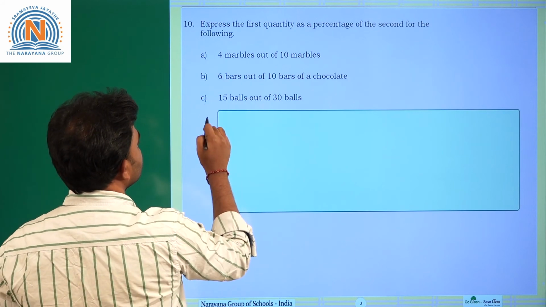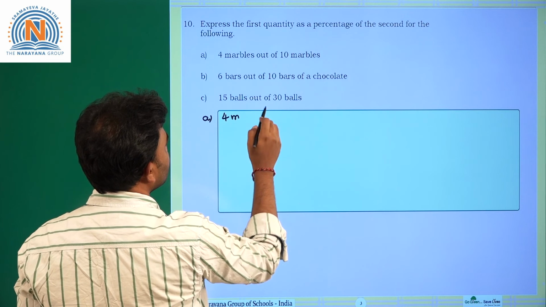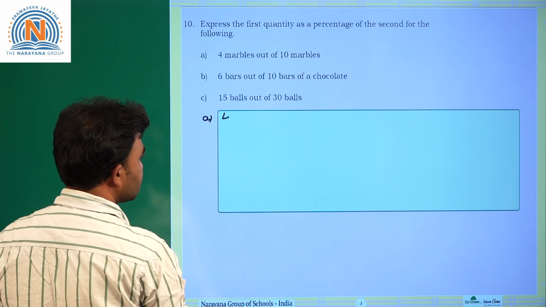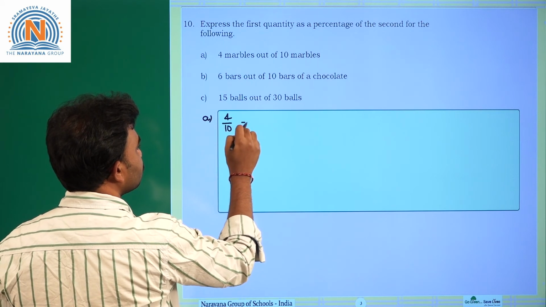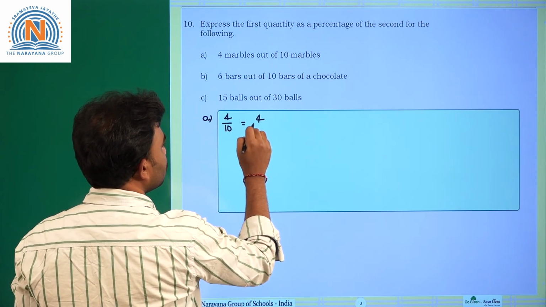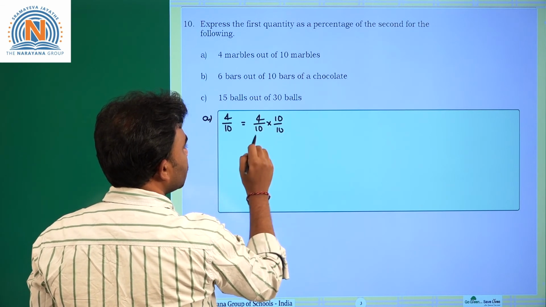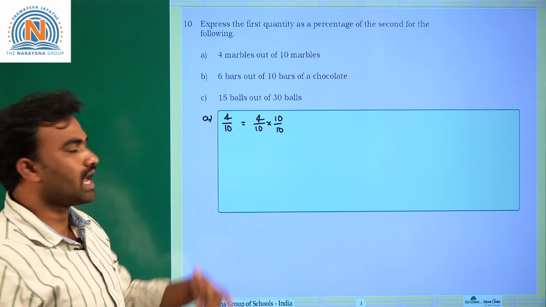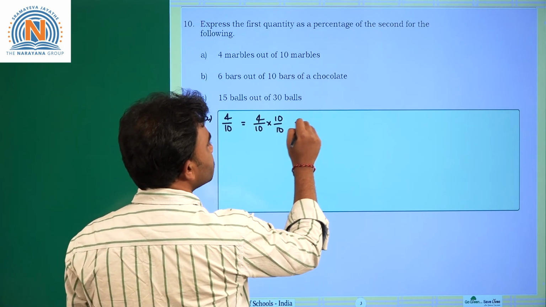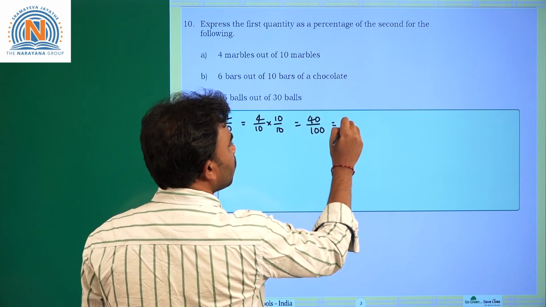First one, 4 marbles out of 10 marbles can be written as 4 by 10. It is equal to, see, make the denominator 100: 4 by 10 into 10 by 10. If we get the denominator as 100, it is easy. So it is equal to 40 by 100. It is equal to 40%.